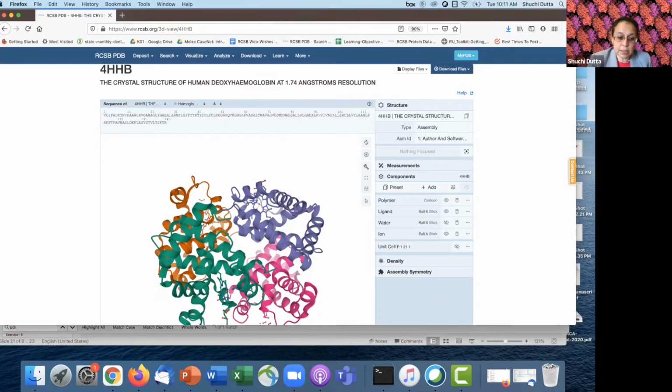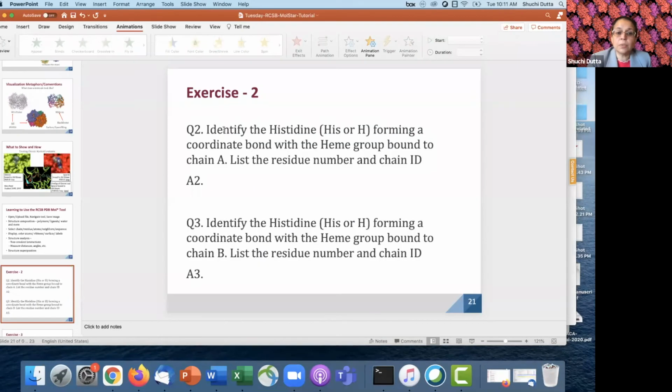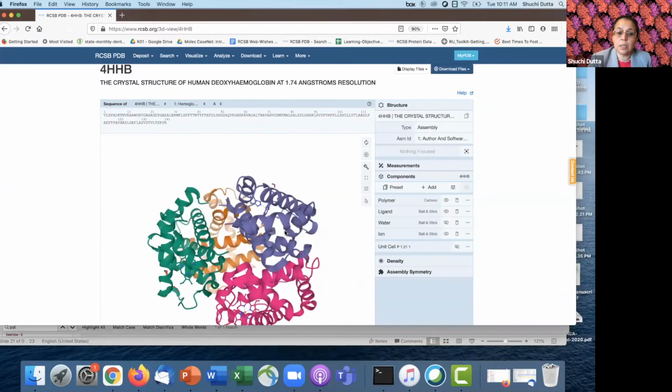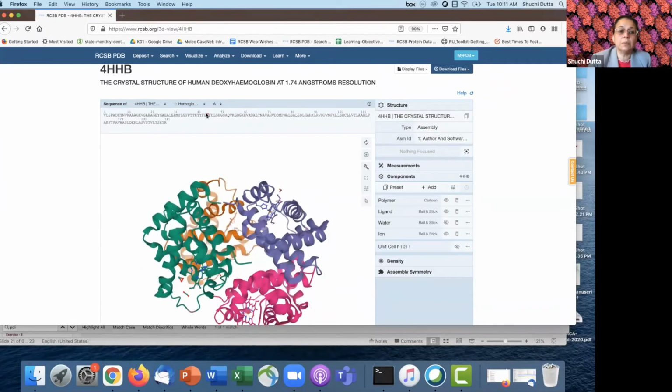The question that we had set out to do is identify the histidine forming coordinate bonds with the heme group bound to chain A. List the residue number and chain ID. This is what we are trying to do. So we are trying to investigate the heme group bound to chain A. So this is the heme group, the hemoglobin chain A, which is shown here.